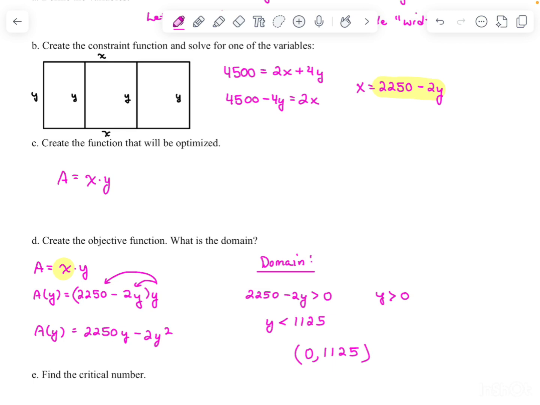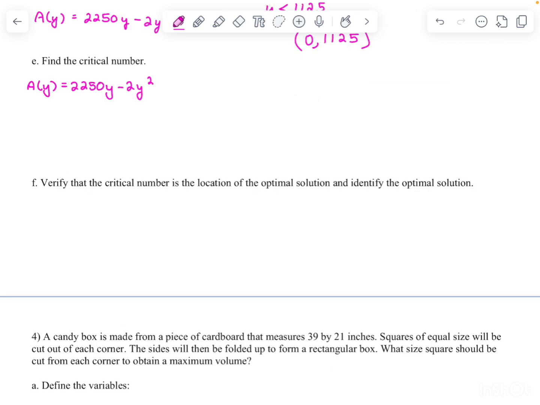Now to find the critical numbers of the objective function. To find the critical numbers, I'm going to start by finding the derivative of the objective function. That would look like this. Next, I'm going to set the derivative equal to 0. That will look like this. To solve for y, I'm going to subtract 2,250 from both sides, then divide both sides by -4. So we have y is equal to 562.5. Since 562.5 is in the domain of this function, we can conclude that it is a critical number.